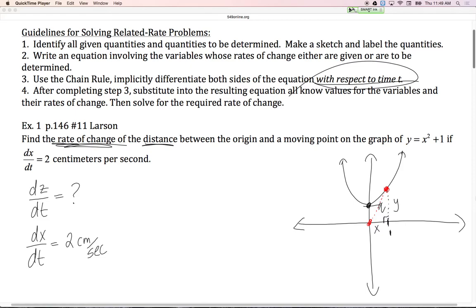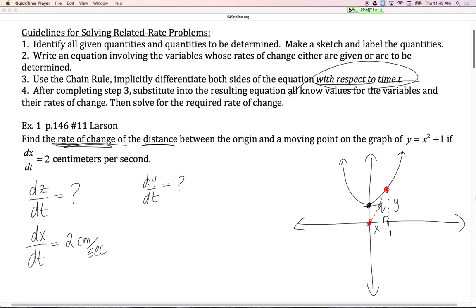All right, there's another rate out there, dy dt. Let me talk about dy dt. dy dt is interesting because did they tell us dy dt? So it's unknown. Did they ask you to find dy dt? If they don't tell it and they don't ask for it, you don't want it. So dy dt is going to be a problem because I don't want it. I don't know it, and they don't ask for it.